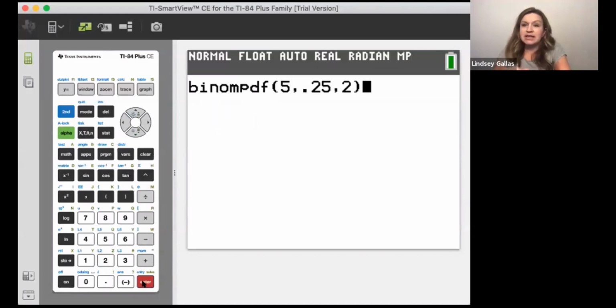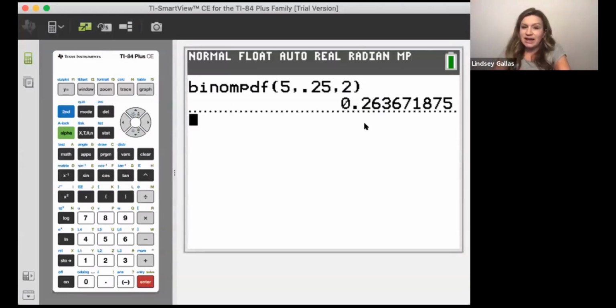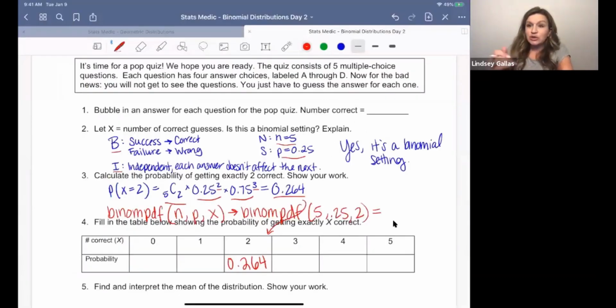And then it enters it in like this. Now, if your calculator doesn't give you those prompts, it might just start you on this screen. You just type it in as I told you. So it's N, comma, P, comma, X. And then hit enter. And that is the same as the value that we found, 0.264 if you're rounding. So you can use that if you'd like to fill in the rest of this table.